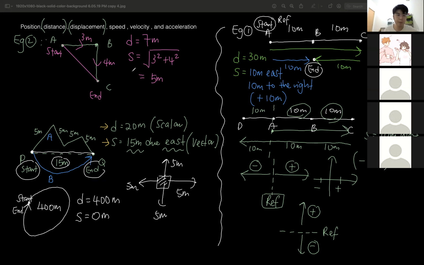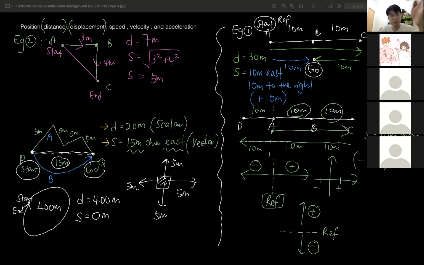Okay, is this complete? You are only giving the magnitude. You have to give the direction. So what is the direction? Because this is like you're looking down from the top, right? So we cannot use positive and negative. Positive and negative is only for one line, like either you move forward or backward.